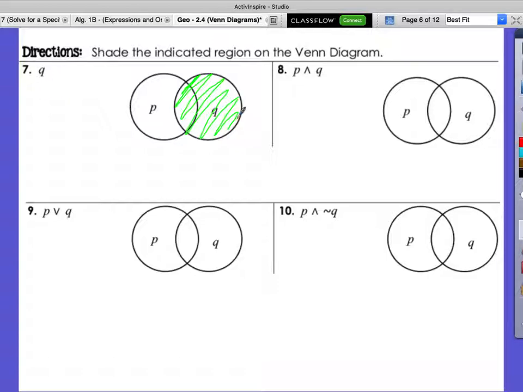So for this one, what's this compound again? And. So P and Q. So we only want the part where they're both at. So where would that part be? Just the middle.